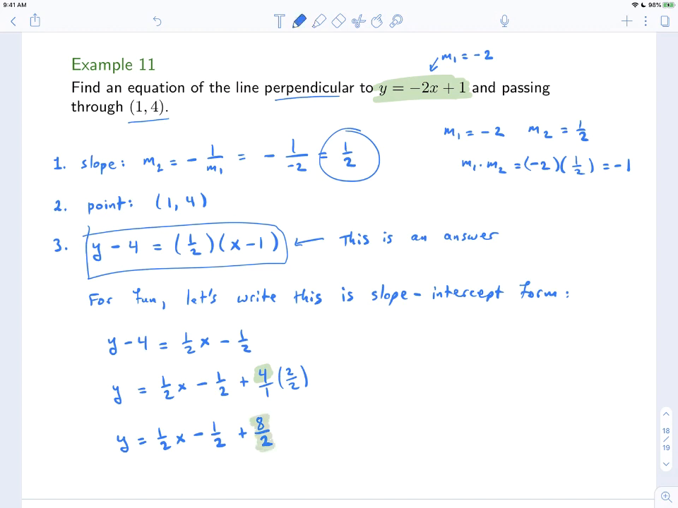And now we just add these two together, and so we'll have y equals 1/2 x plus 7 over 2. 8/2 minus 1/2 is 7/2. And that's our answer.